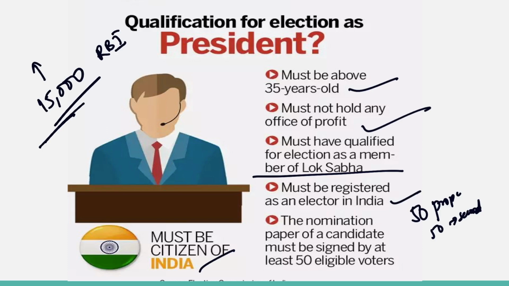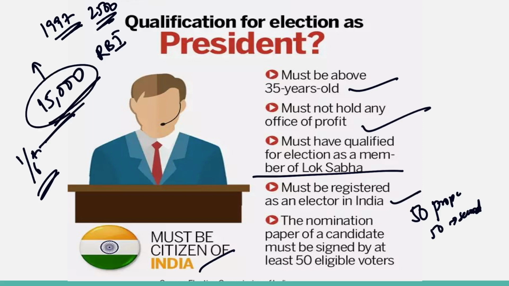This security deposit is liable to be forfeited in case the candidate fails to secure 1/6 of the votes polled. Earlier, the security deposit was only 2,500 rupees, and in 1997 they increased it to 15,000. Why? To discourage non-serious candidates.